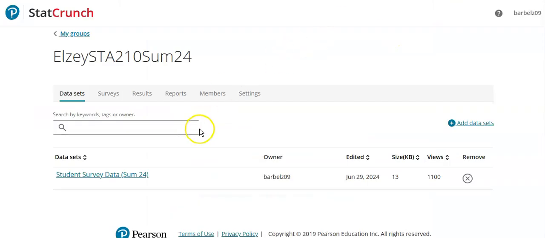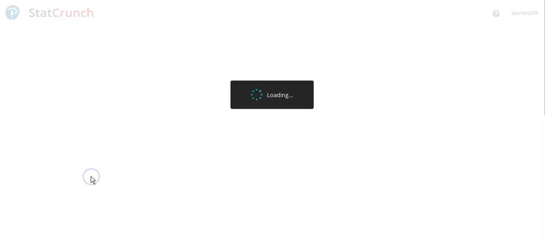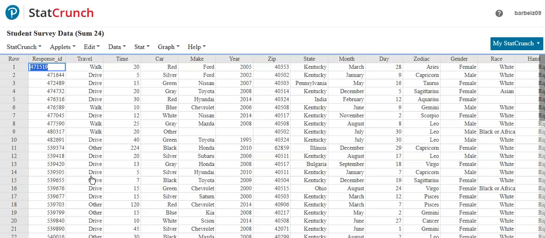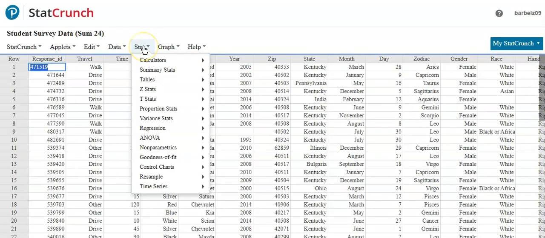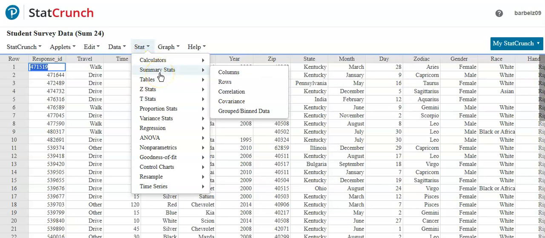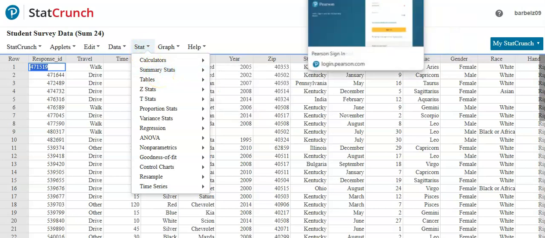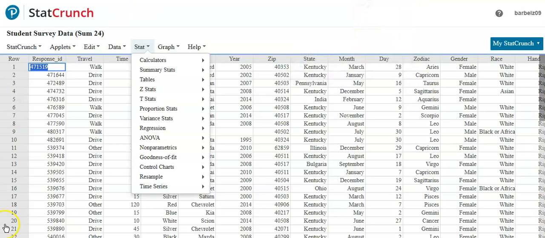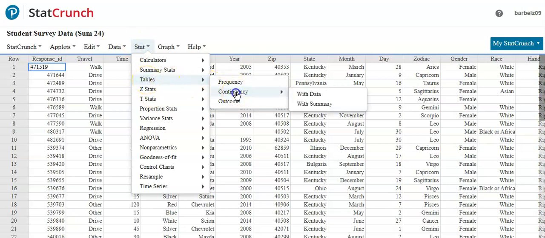The one thing you need to make sure of is that you're in the group and then you go to the data sets. You want to be in the data sets and you'll see this one sitting here. I will click on that and it's just going to pull it up. Now we are going to go to Stat, then Tables, and then Contingency.